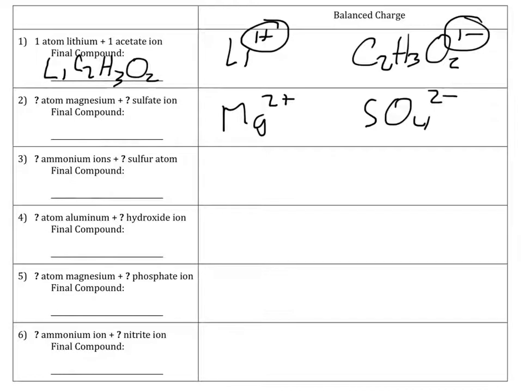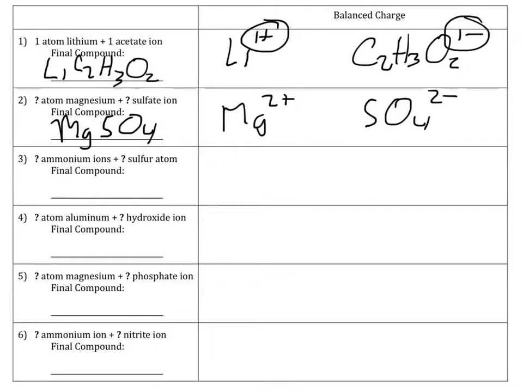And again, what we want to do is we want to balance the charges. We want to have equal amount of positive and negative. And so the way you have equal amount of positive and negatives, you have one of each, one magnesium and one sulfate. And the thing to remember is, again, sulfate is SO4. So you got to include that 4.